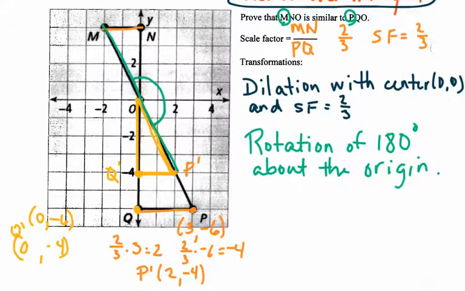Now I should put clockwise or counterclockwise when I talk about rotations. Since it's 180 degrees, it doesn't matter which way I say. So I'll just put counterclockwise. All right, so this should give you enough information to practice on your own.